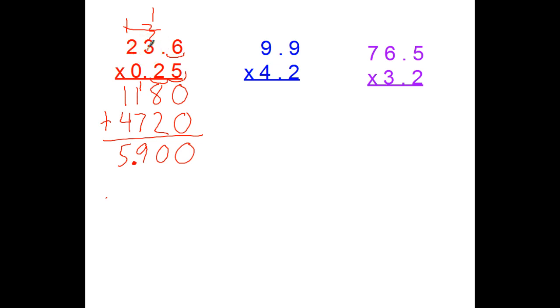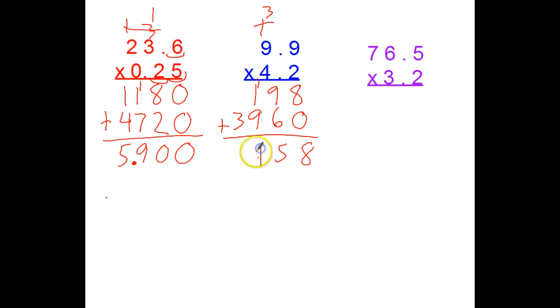9.9 times 4.2. 2 times 9 is 18. 2 times 9 is 18 plus 1 again. So there's 19. Marco Polo. 4 times 9, 36. Carry my 3. 36 again plus 3 more, 39. Add them up. There's 8, 15. Carry my 1, 11. Put a 4 out there, and I count over 1, 2 spots in all, so 41.58. 9 times 4 in my whole numbers is 36. Got the right number of digits.